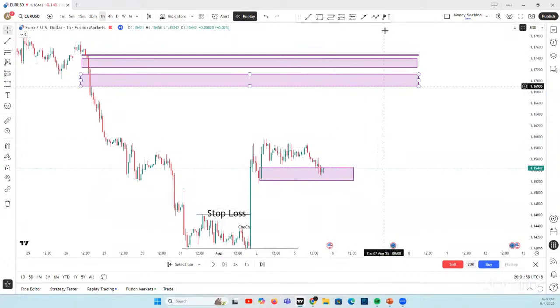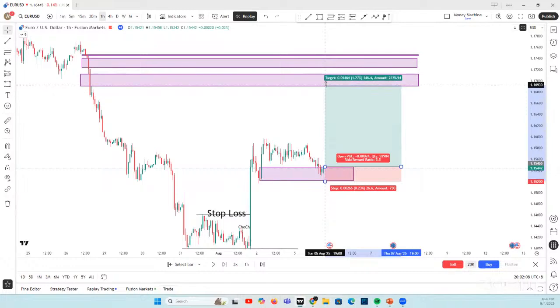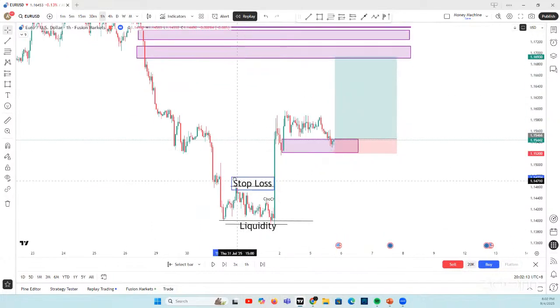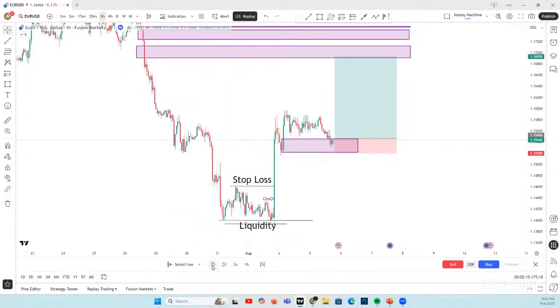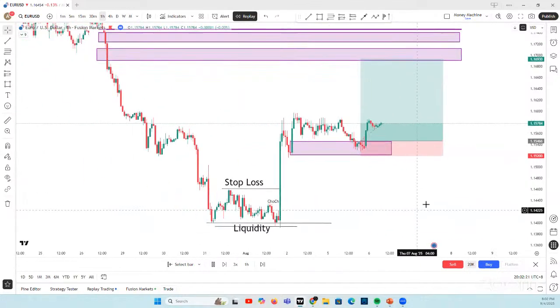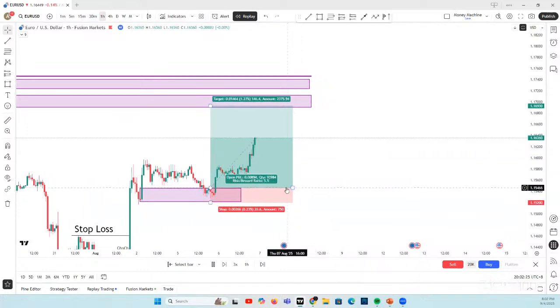Oh my God. You will enter there, for example, stop loss just beyond that order block, targeting this. Let's see if our trade idea will go well now. Okay, playing now. Will it hit our take profit? Let's see, my friends.